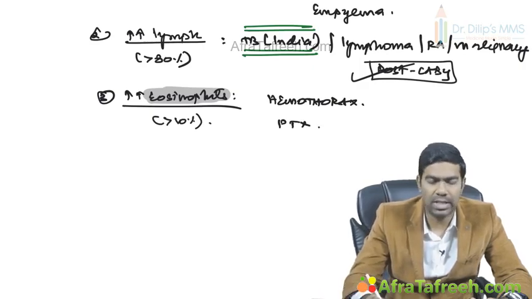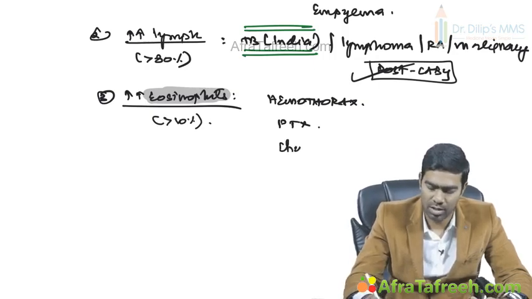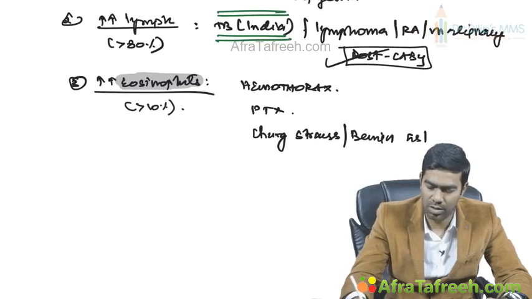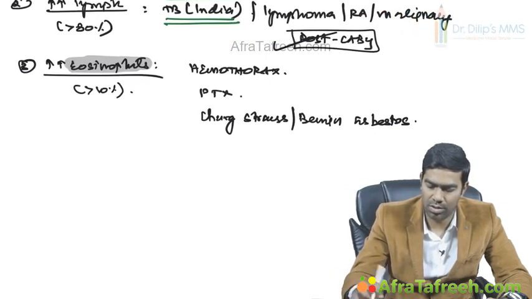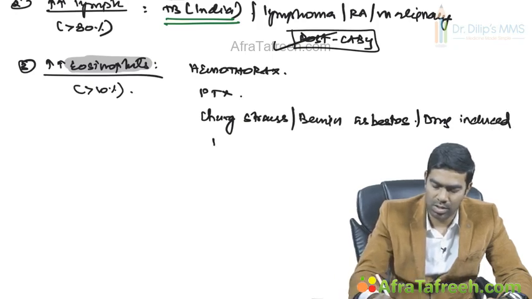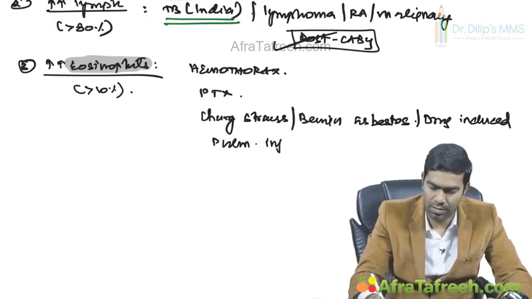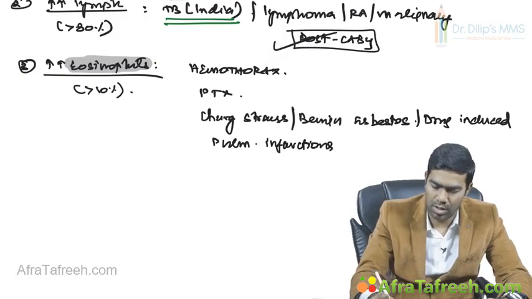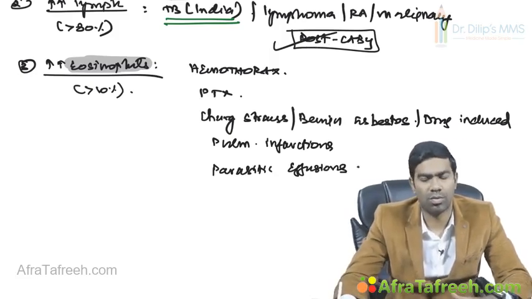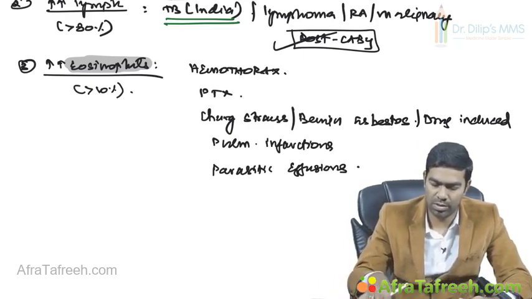Apart from that, you can see it in certain other conditions like Churg-Strauss syndrome, benign asbestos-related effusions, as I told you previously, and drug-induced effusions. All these things we have discussed already. Drug-induced effusions, pulmonary infarction, infarcts of the lung, or certain parasitic disease related pleural effusions also tend to have higher eosinophils in the pleural fluid. Clear? So these are some of the examples.